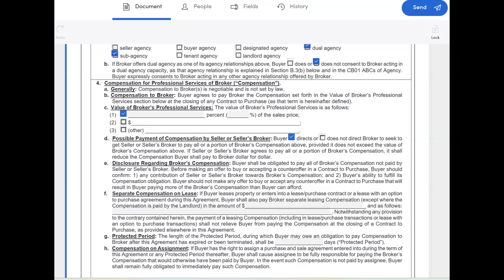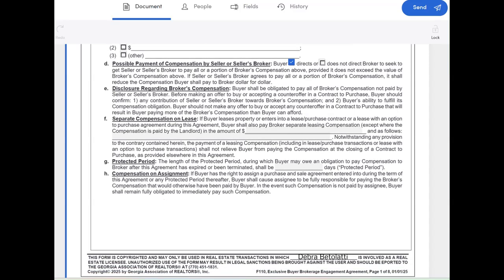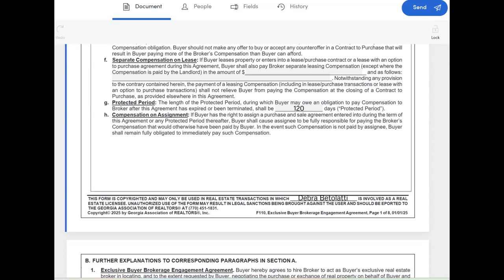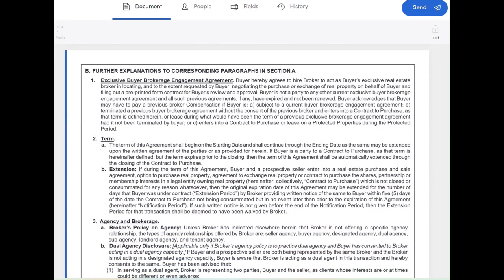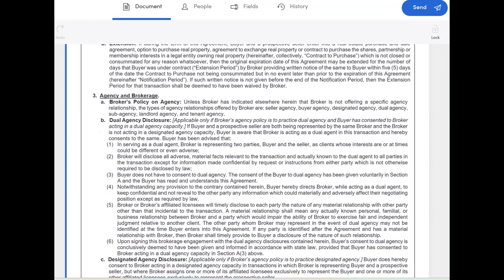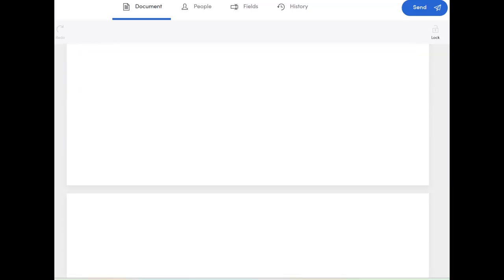And of course, I'm going to explain to them that it's their obligation to see what they're signing and understand what they're signing before they do. Additionally, I'm going to put a protected period of 120 days. I'm going to explain that in a separate video, but I usually put 120. And then I am not going to explain everything else here. That is up to them to read and understand. We've stated the main things. If they don't understand something, it is their responsibility to figure it out with an attorney or legal help.